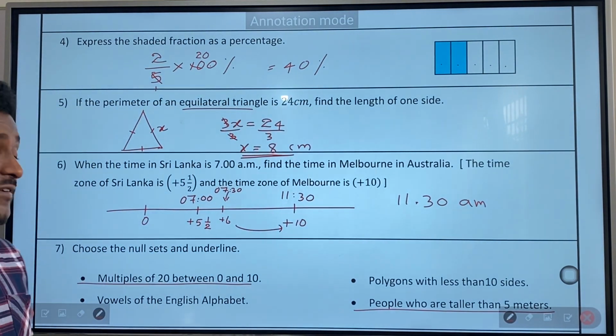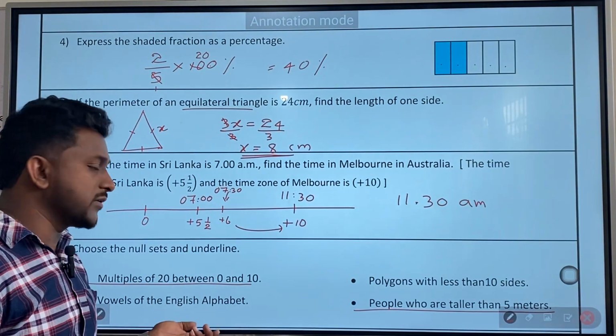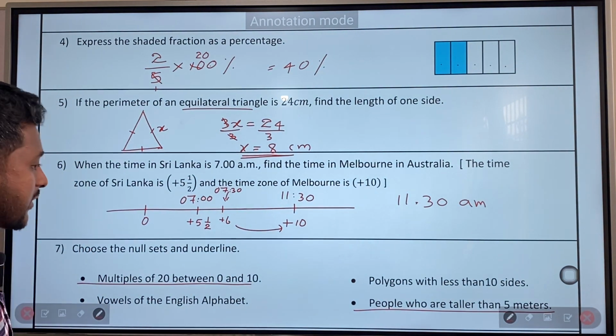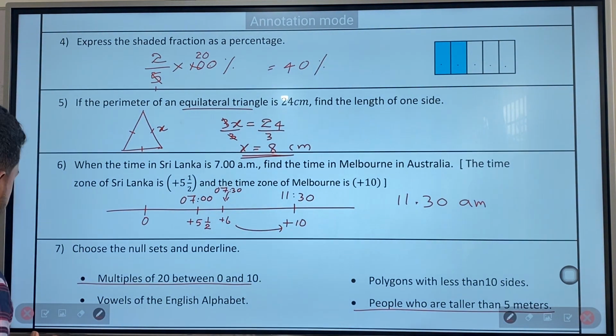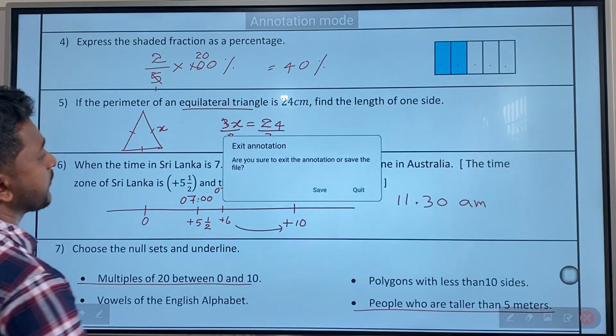Vowels of the English alphabet. There are vowels in the English alphabet. So this one is not a null set, right? Do you understand that? Okay.